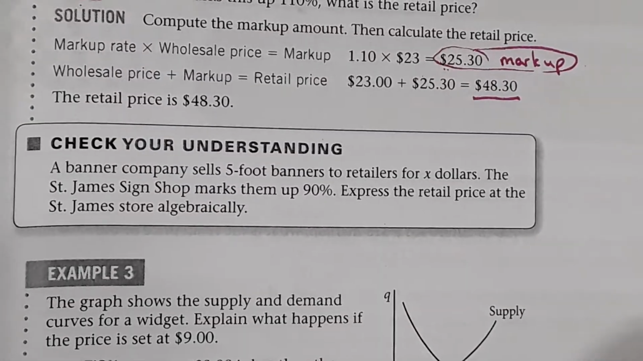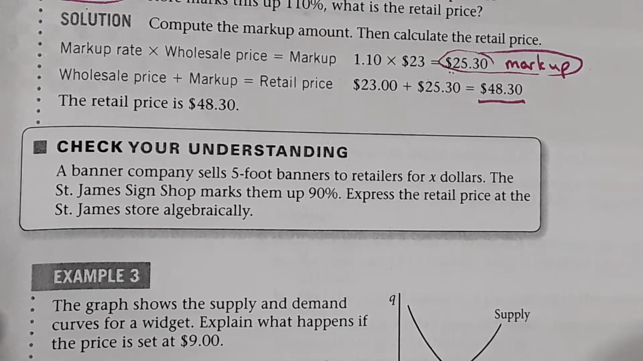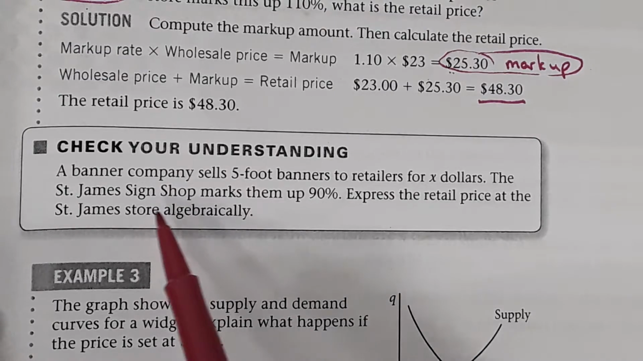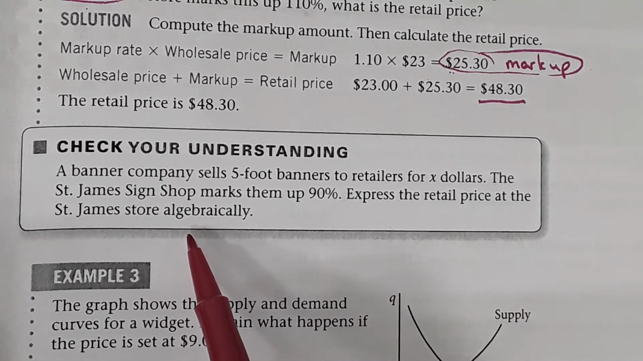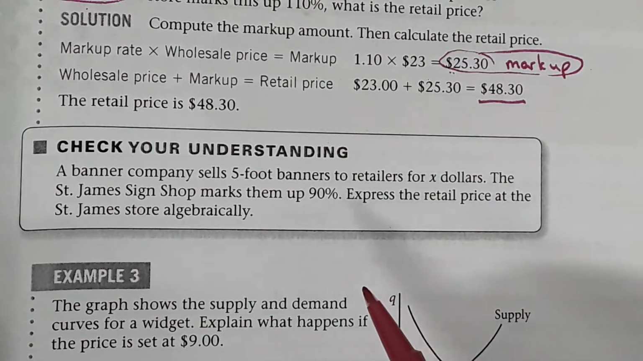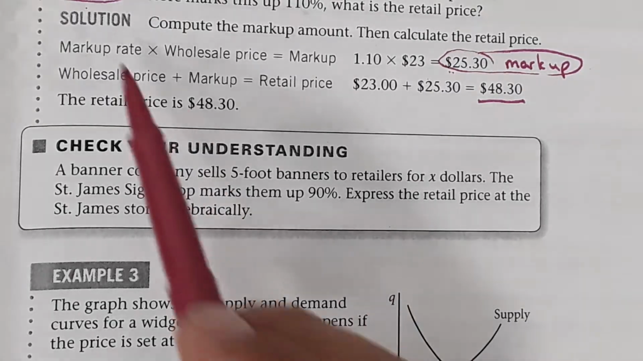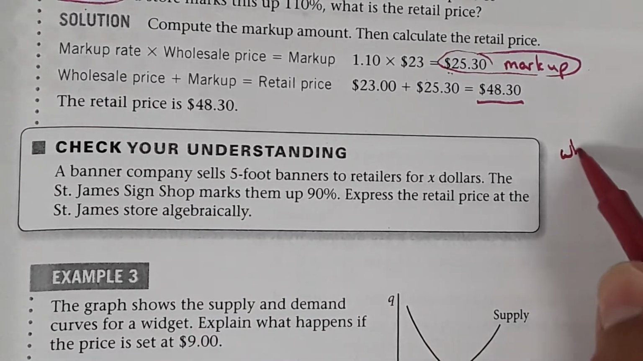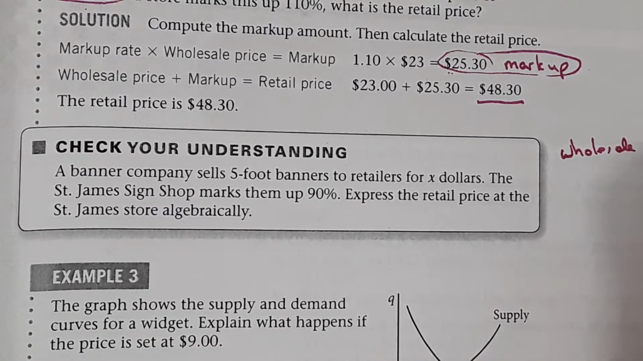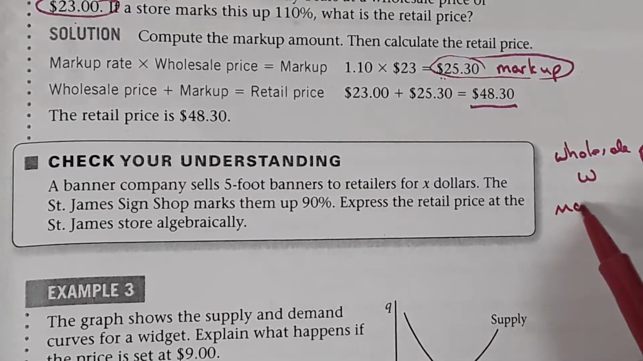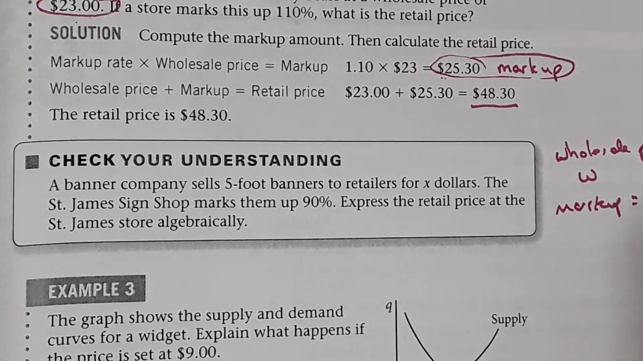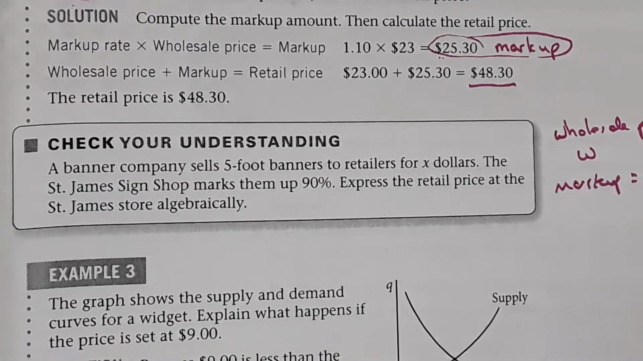All right. A banner company sells 5-foot banners to retailers for X dollars. The St. James sign shop marks them up 90%. Express the retail price algebraically. So we're going to do the same thing we did here. We're going to take the wholesale price, and we're going to call the wholesale price W. And the markup is 90% of that, but 90% as a decimal would be 0.90 or just 0.9.